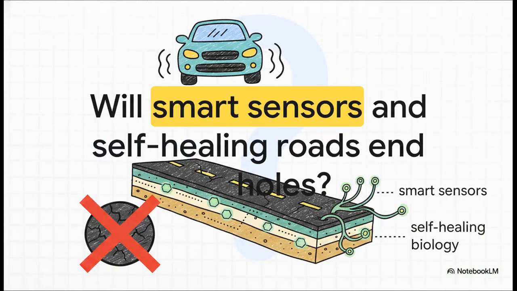So, I want to leave you with this thought as we wrap up today's explainer. The next time you're driving along and you brace yourself for an impact, consider this. With the rapid integration of smart sensors, perfectly optimized sub-base engineering, and autonomous self-healing biology, will the dreaded pothole soon become nothing more than a relic of the past? It's entirely possible. Keep your eyes on the road ahead because the hidden engineering right under our feet is getting smarter every single day.